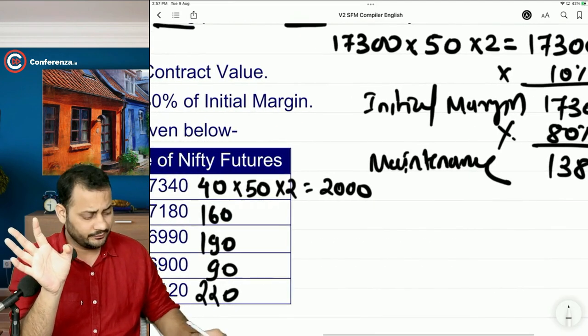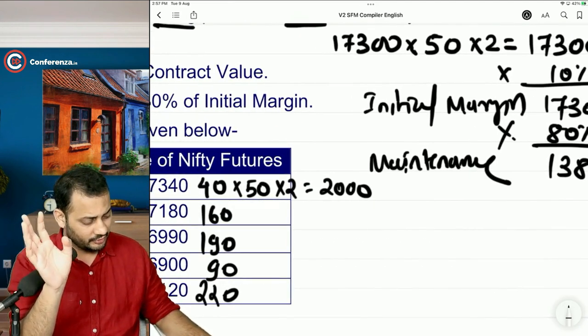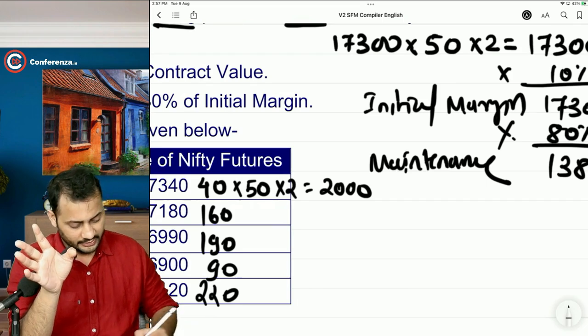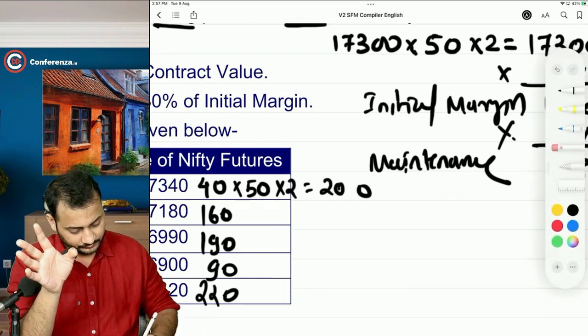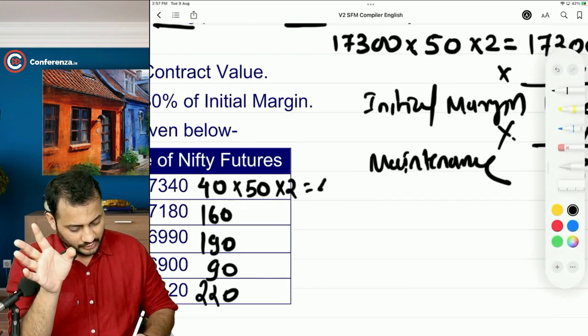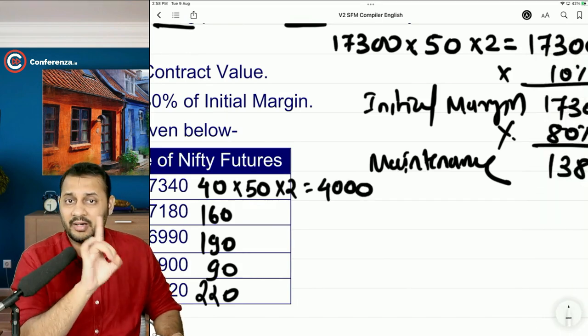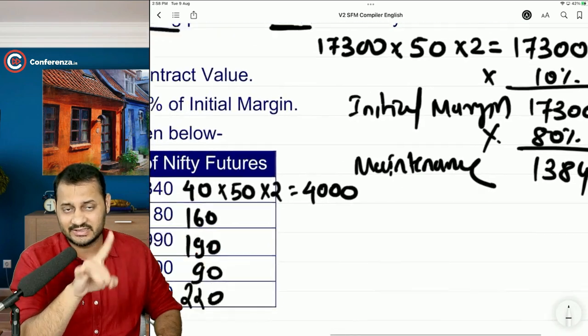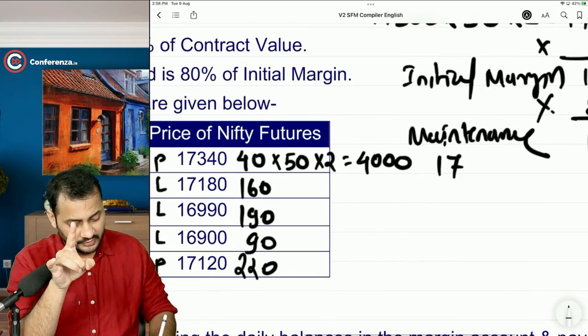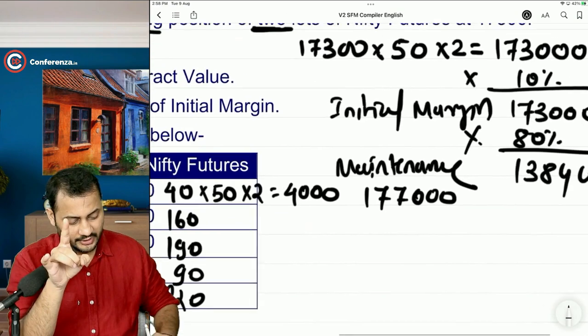Let me just check once again. 40 into 50, it's already 2,000 rupees into 2. So it becomes 4,000 rupees. So 4,000 profit will be added to your margin account, which is 1,73,000. It becomes 1,77,000. Are you okay with this?